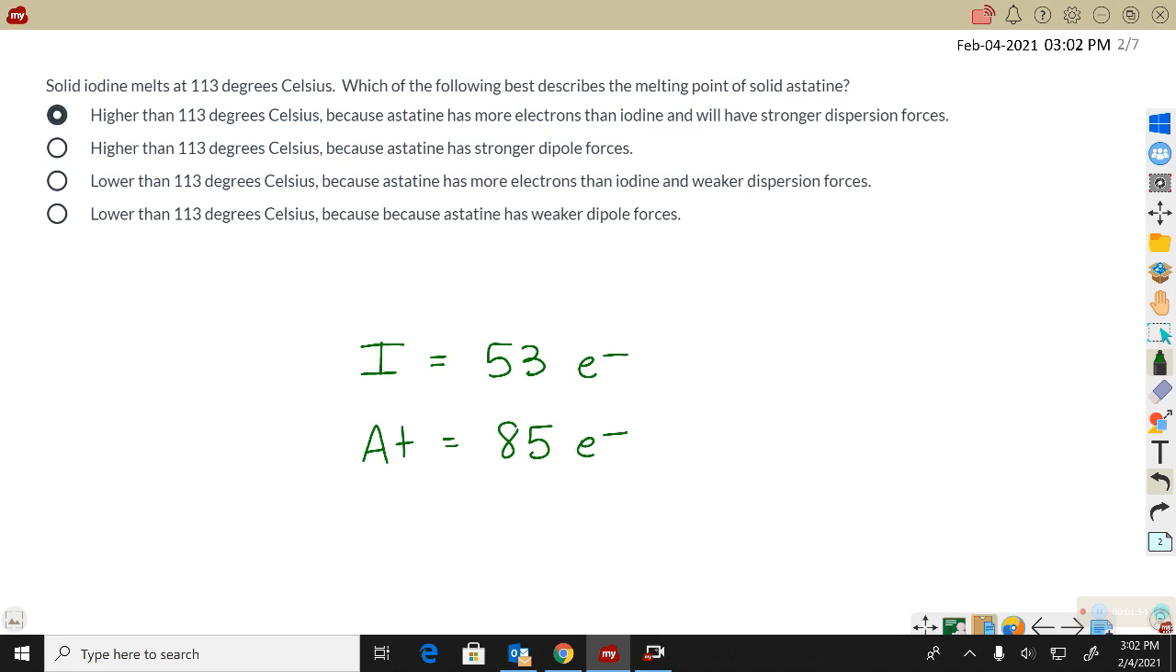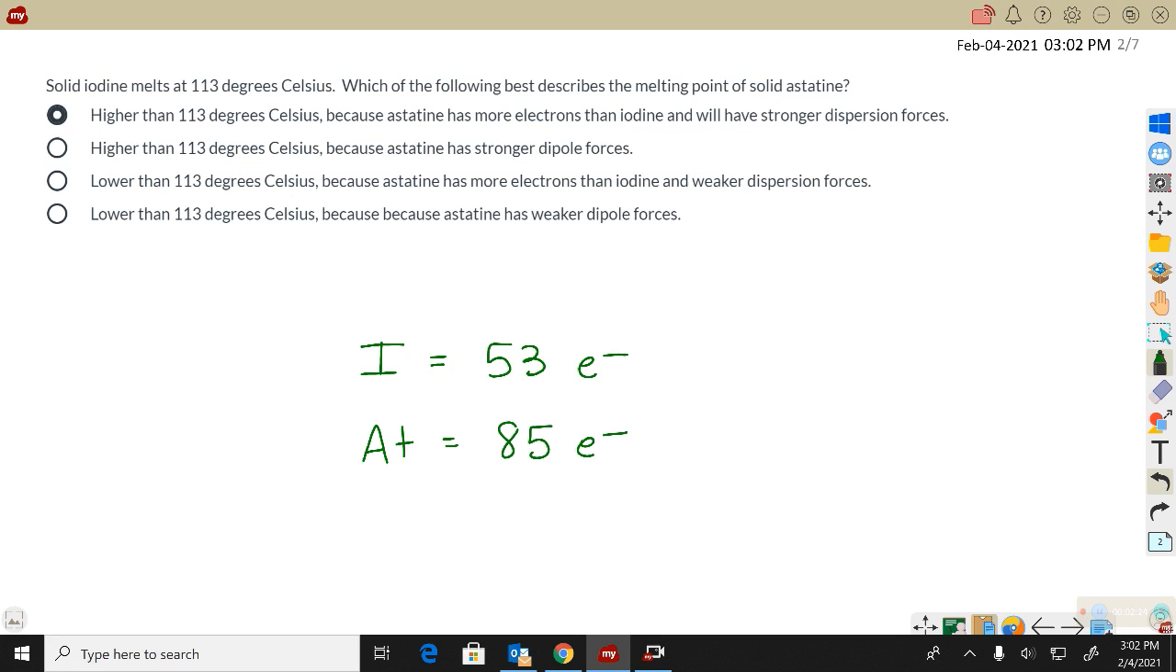The nonpolar molecules really only have those weak dispersion forces, but the strength of the dispersion force can change depending on the number of electrons. As I have more and more electrons, it's just more likely that they would not be evenly distributed around a nucleus. When you have 85 electrons, it's highly unlikely that at all times those 85 electrons are perfectly evenly distributed.